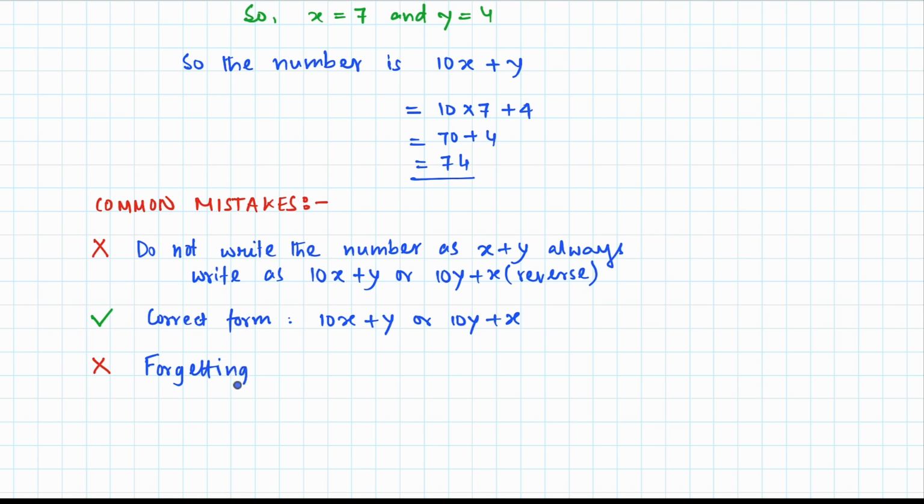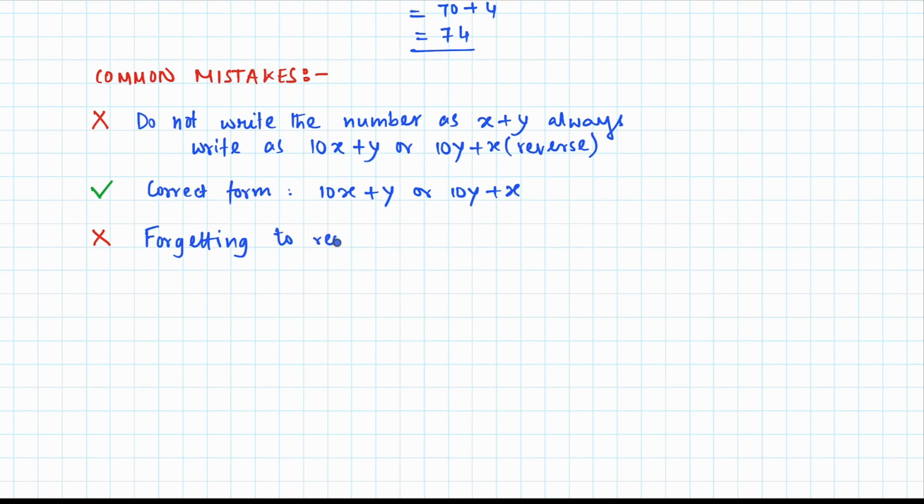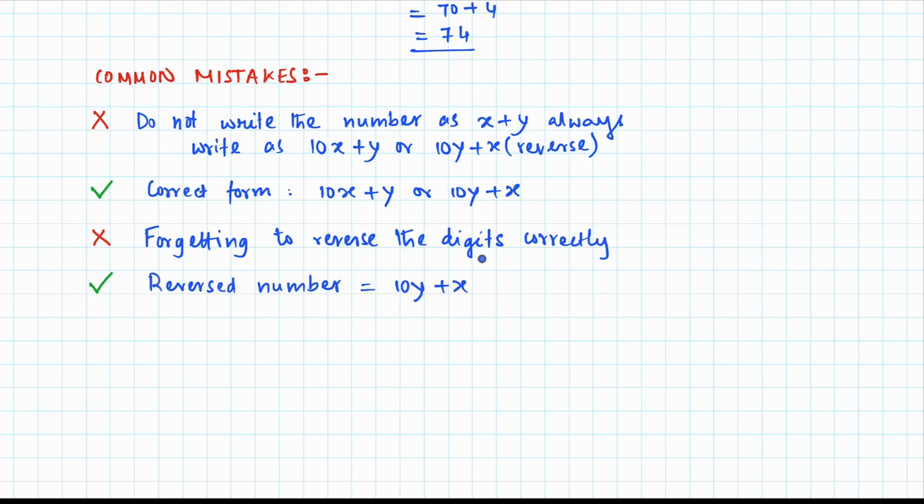So forgetting to reverse the digits also leads to wrong calculations. So we need to reverse the digits correctly and write the reverse number as 10y plus x. So these are some of the mistakes we often make. So take care of all these small things to get the correct answer.